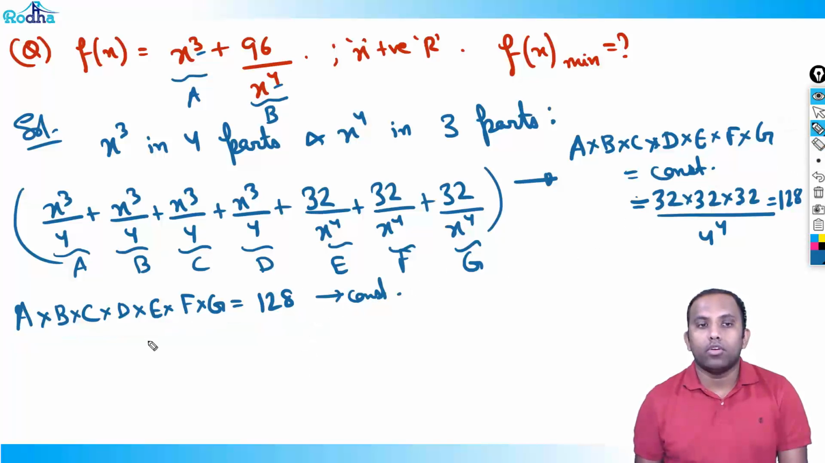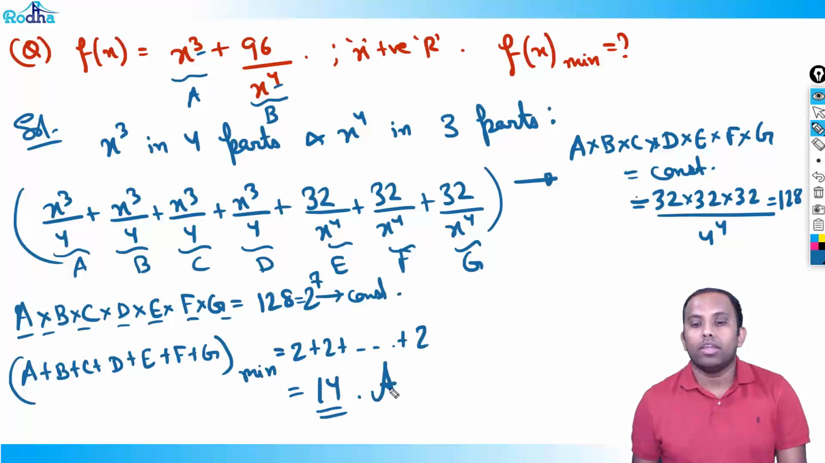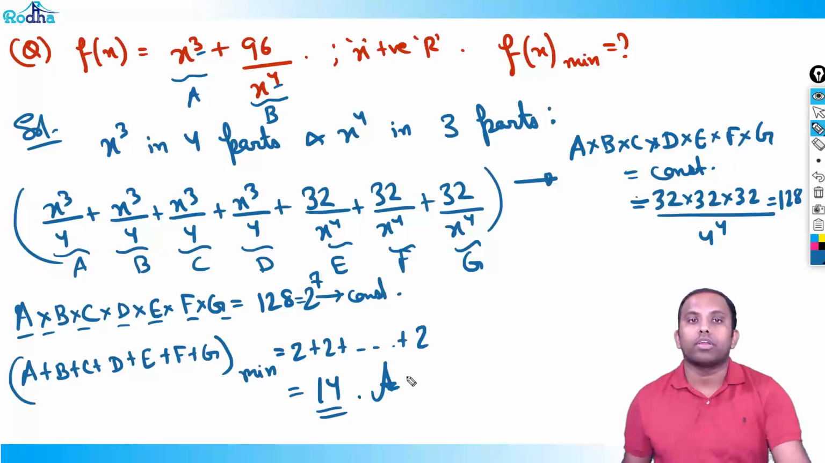What is the minimum value of A plus B plus C plus D plus E plus F plus G? We can do it now. The sum will be minimum when the numbers are equal or as close as possible. So 1, 2, 3, 4, 5, 6, 7 terms are here. What is 128? 2 raised to 7. That means each can be given 2. So 2 plus 2 plus 2, 7 times. How much is it? 14. So 14 is the answer for this question, right?